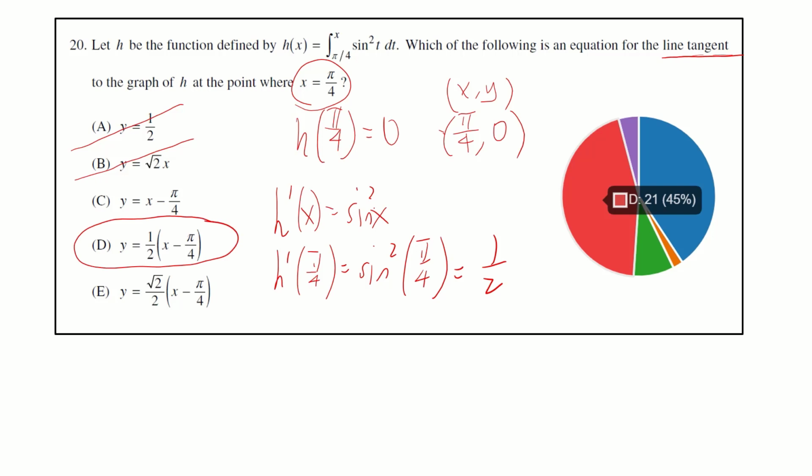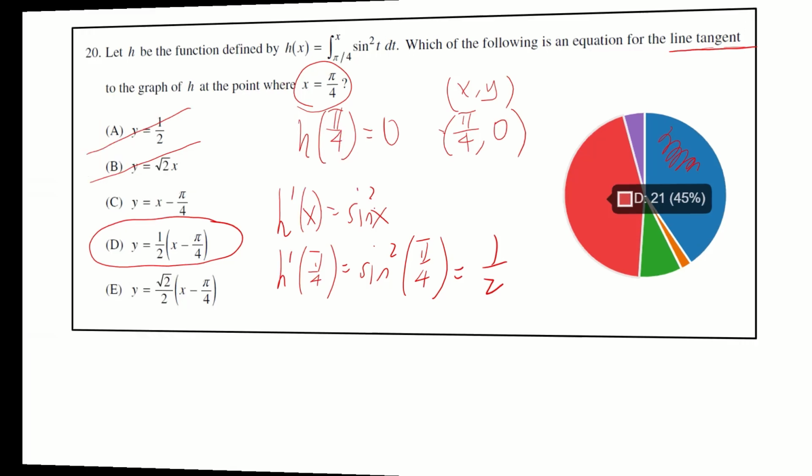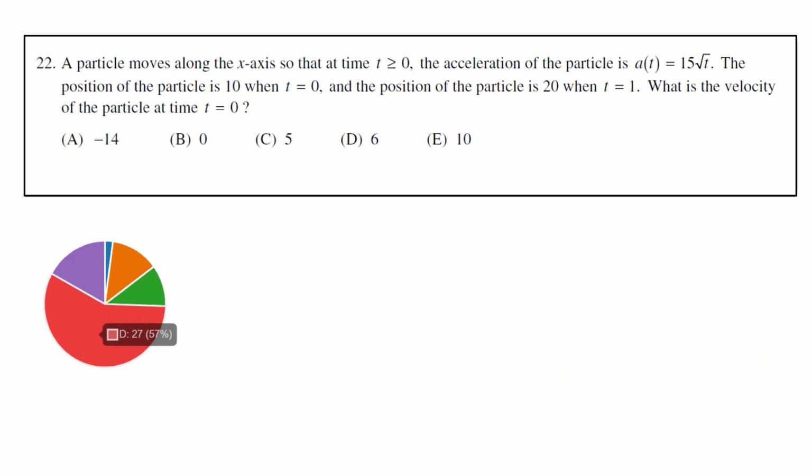So quite a number of students choose this color that I believe is corresponding to A. Question 22. A particle moves along the x-axis so that at time t, the acceleration is this. The position of the particle is 10 when t equals 0. And the position of the particle is 20 when t equals 1. What is the velocity at time t equals 0?